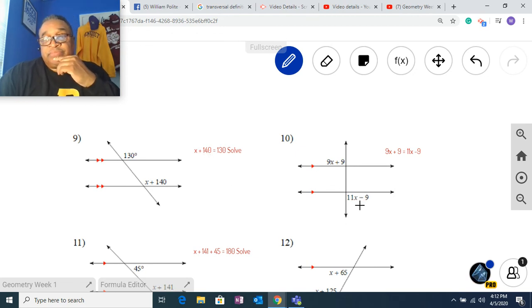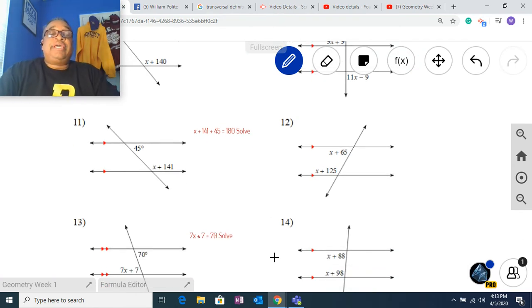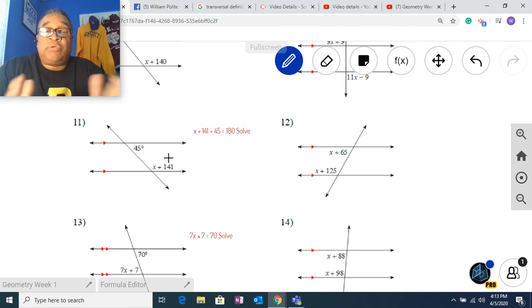Here, number 10. What do I know about alternate exterior angles? I know that they are congruent, okay? So I can set them equal to each other and solve this stuff here, okay? So you just have to look at your relationships and set up your equations here. What do I know about these same side interior angles here? I know that they're supplementary. What does supplementary mean? That together their measures equal 180 degrees.